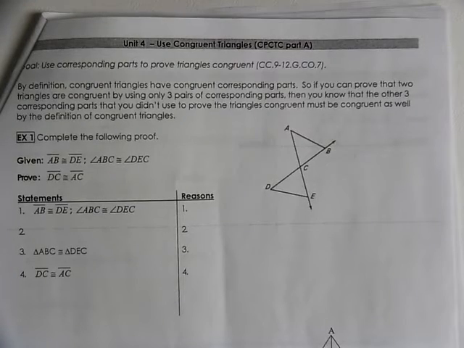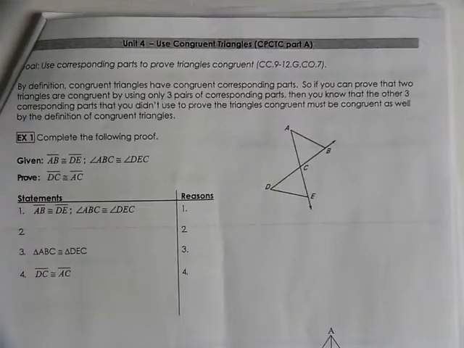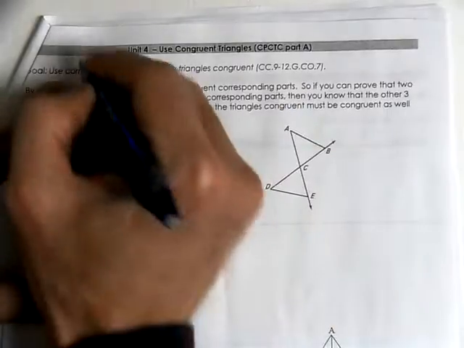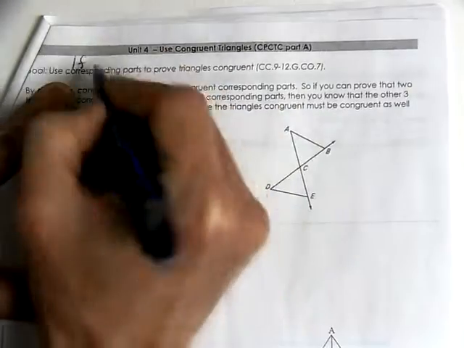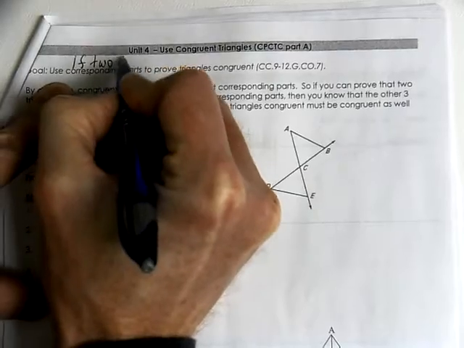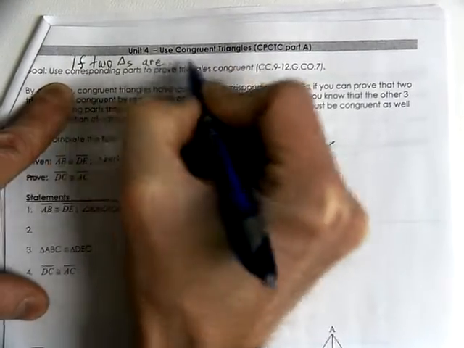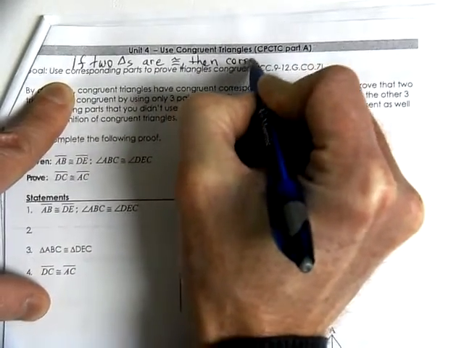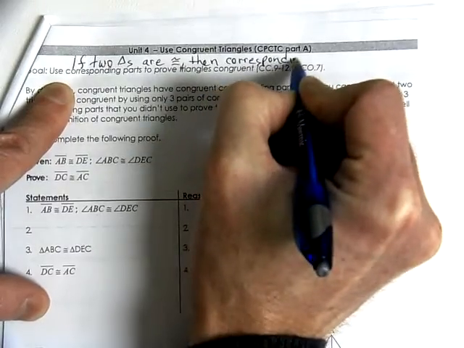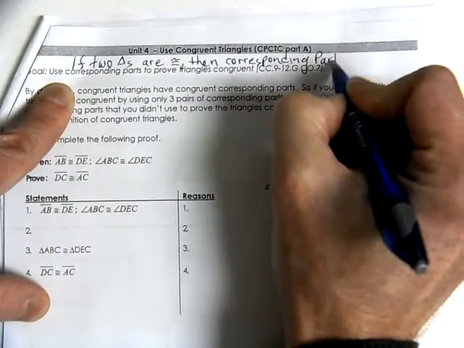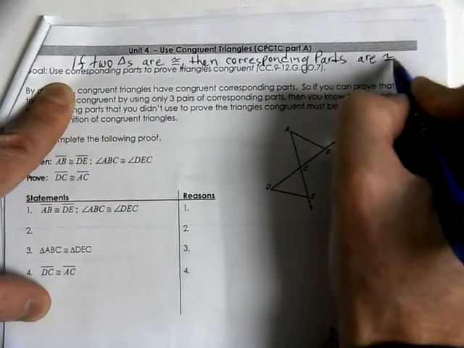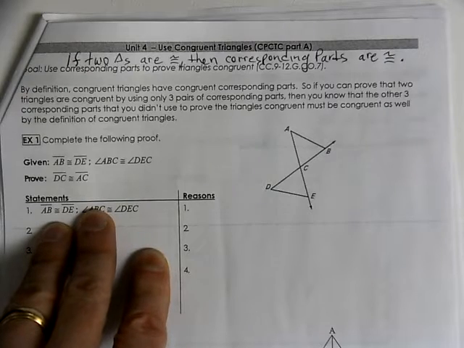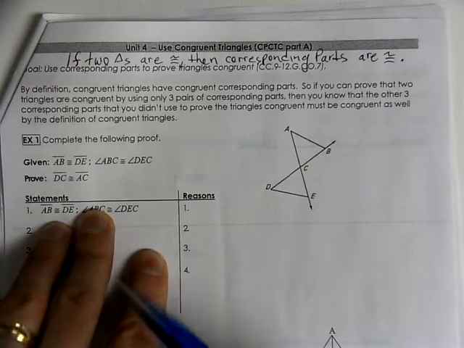This is geometry, working with Unit 4. We're going to talk about the first day of CPCTC. That's one way to phrase it. Another way, in an if-then statement, is: if two triangles are congruent, then corresponding parts are congruent. So think about what that says. If two triangles are congruent, then the corresponding parts are congruent.